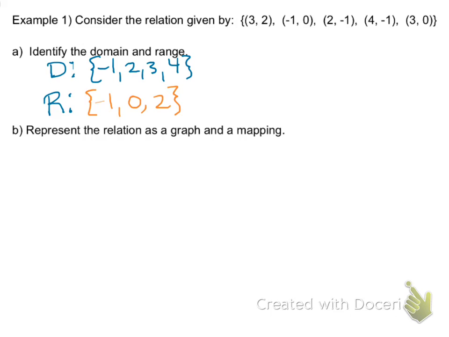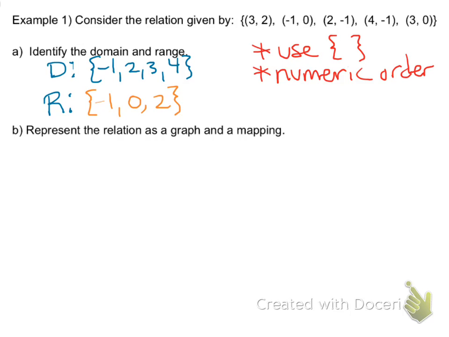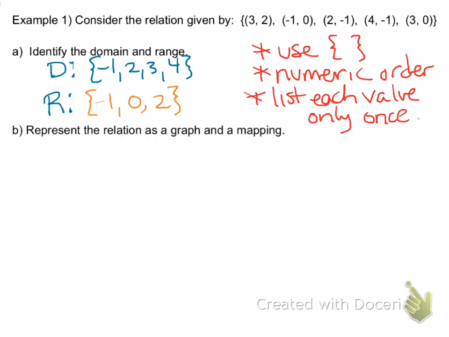Some key things to keep in mind when identifying your domain and range: first of all, it's a set of numbers, so make sure that you use brackets. You're going to list the domain and range each in numeric order, from the smallest up to the largest. And then you're going to list each value only once. So even though we see that the value 0 occurs twice in the y-coordinates, or the range, we're only listing it once. Now we're going to represent the relation as a graph and as a mapping. So go ahead and try to do that on your own.